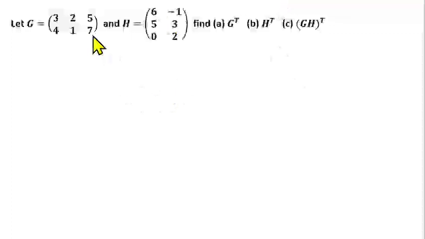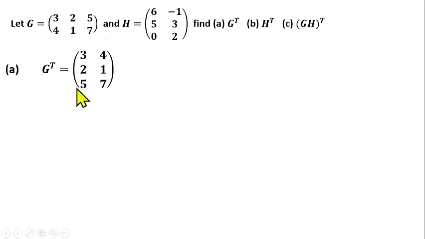So let's look at this question again. We are given matrix G and matrix H. You have to find G transpose and H transpose. You have to find G multiplied by H, then we have to transpose our answer. After multiplying matrix G by matrix H, then you transpose it.